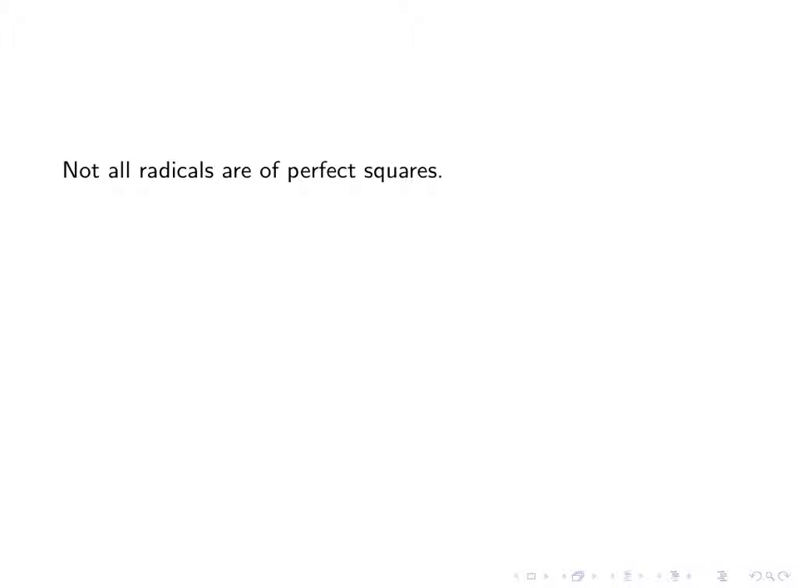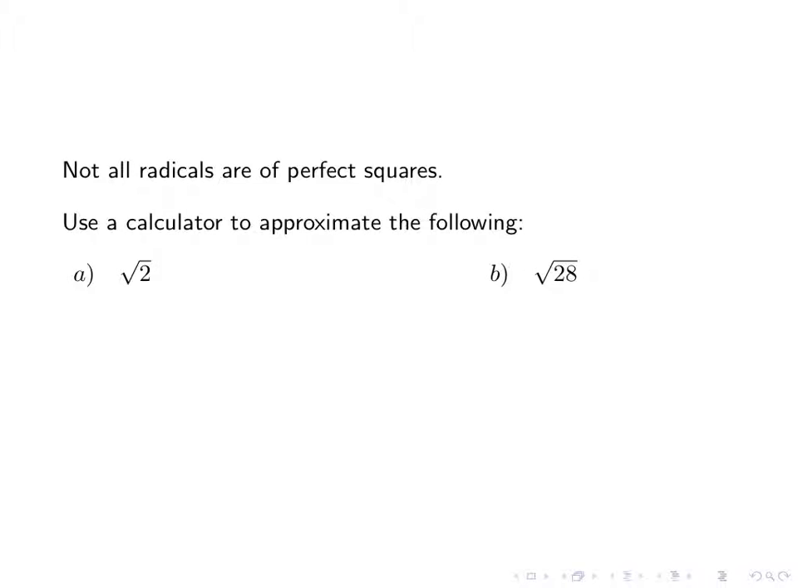Not all radicals are of perfect squares. If it's not, we can either try to simplify it, which we'll do in the next section, or just calculate it on a calculator. So we'll do that for now. We're going to look at root 2 and root 28. Now 2 is not a perfect square. There is no integer that, when you multiply it by itself, gives you 2. The same goes for 28. So they are called imperfect squares, or just not perfect squares.